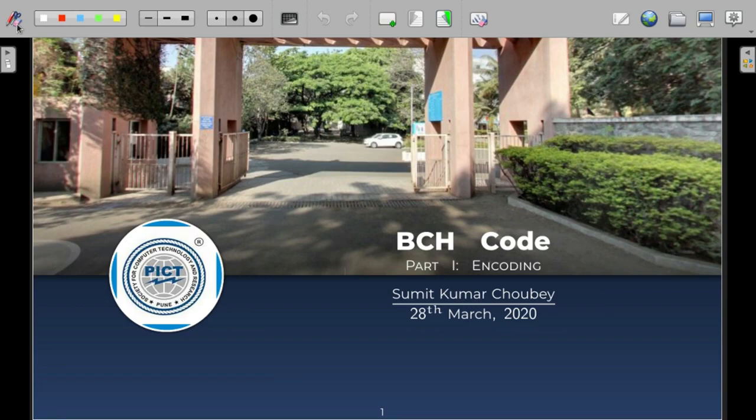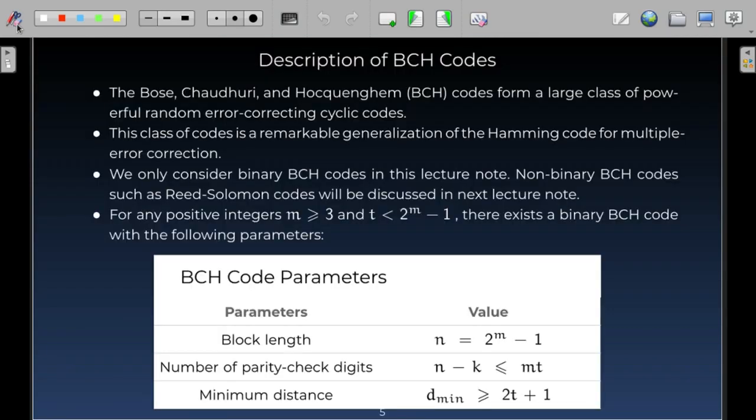My name is Sumit Kumar Chobe and today I am going to discuss BCH code, part 1 of the BCH code, that is encoding. So BCH code forms a class of cyclic code that are constructed using polynomials over finite field. BCH codes were invented by Alexis Hocquenghem and independently in 1960 by Raj Bose and D.K. Ray-Chaudhuri. The acronym BCH comes from the surnames of their inventors, mistakenly in case of D.K. Ray-Chaudhuri.